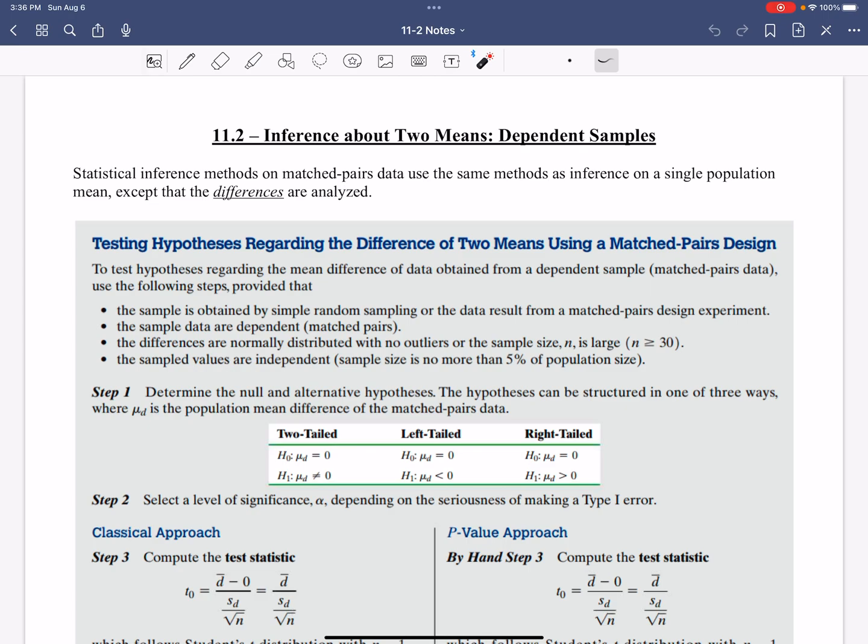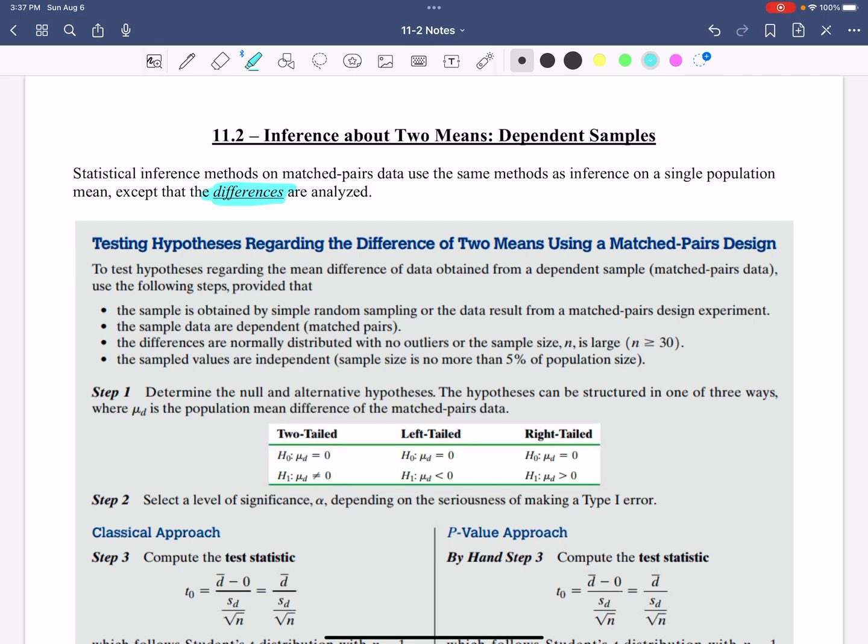So this is a statistical inference method on matched pairs. Again, that's some data we had in the very first chapter. Use the same methods as inference on a single population mean, except that, and here's the kicker, the differences are analyzed. Because these are dependent, these two pieces of data go together. We are going to use their differences to pull this off. That's the whole key to this section.